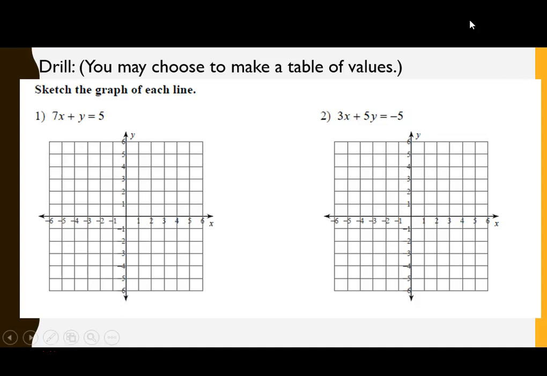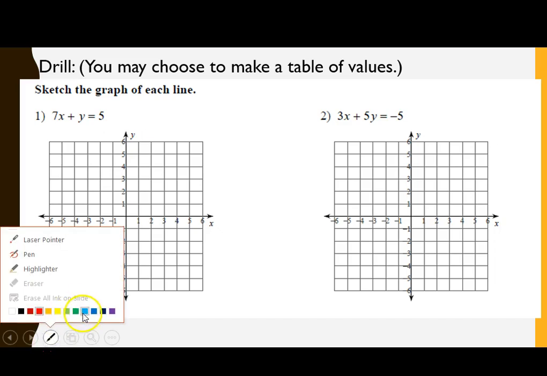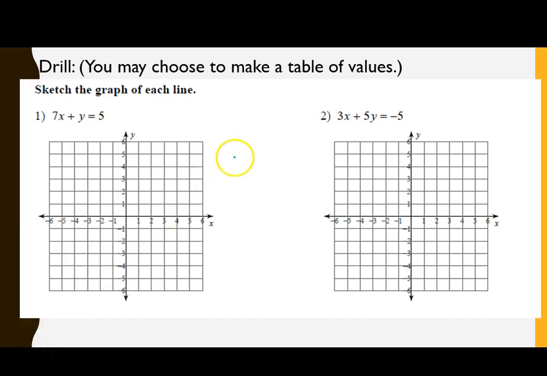All right, so hopefully you've already done the drill, but if you haven't, one of the things you want to do here is it suggests that we make a table of values, and that's what we did in class last time. So you want to choose your x values and choose your y values, or you can choose x and choose y. I'm going to choose y to be 0. So if y is 0, that means that 7x equals 5. And so that means that x is 5/7, which is a little less than 1.